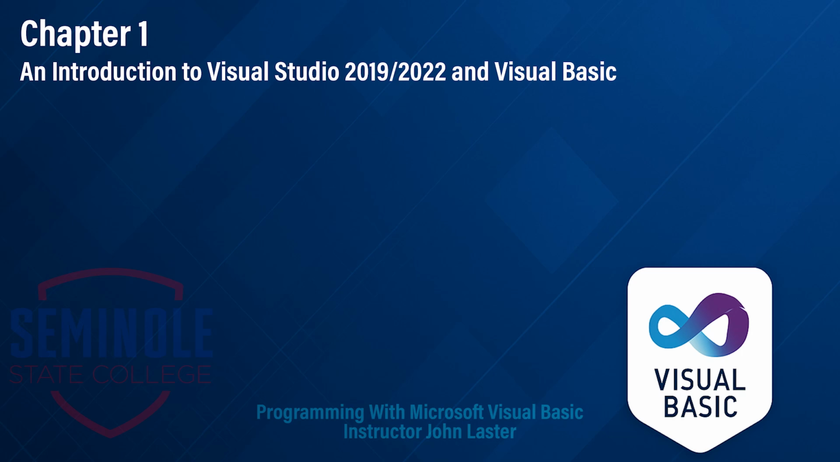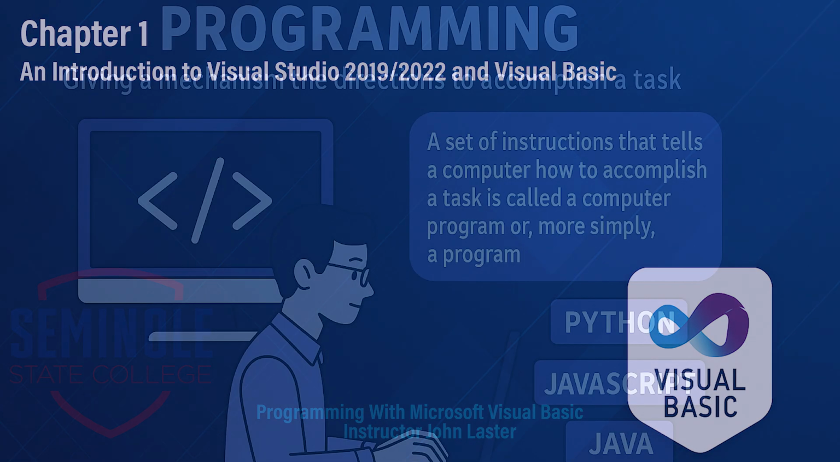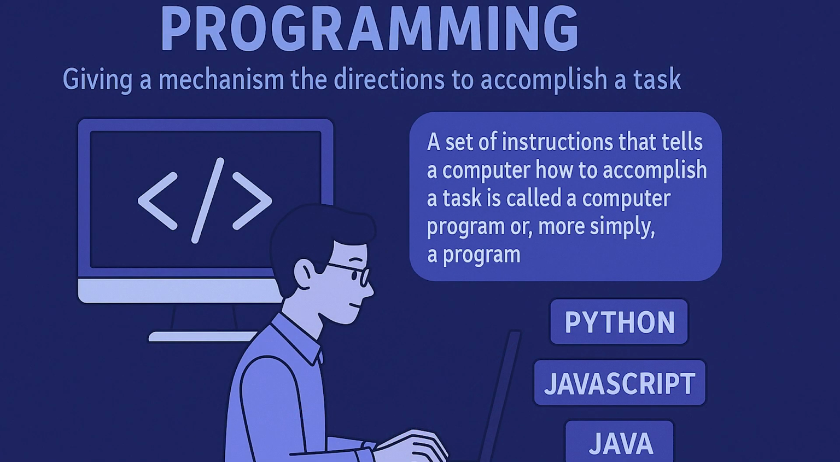Today, we will examine Chapter 1, An Introduction to Visual Studio, 2019-2022 and Visual Basic. Let's start with the basics. Programming is just giving a computer step-by-step instructions to complete a task. When you put those instructions together, you've got a program. We use programming languages like Visual Basic or Java to write these instructions in a way the computer can understand. So really, programming is just telling a computer exactly what to do and how to do it.